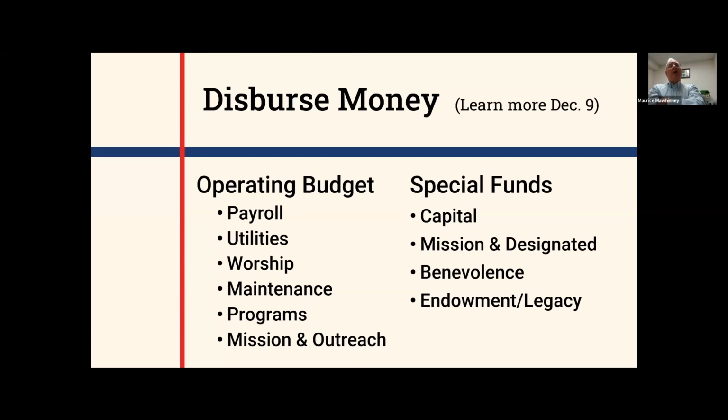Those are the main types of budget items that you would expect to see in an operating budget and how they will be dispersed. In some cases, you will have special funds like a capital fund or a benevolent fund, or the endowment or legacy funds, which can also be dispersed. But I say, again, we'll talk about these 2 weeks from today. Next slide.